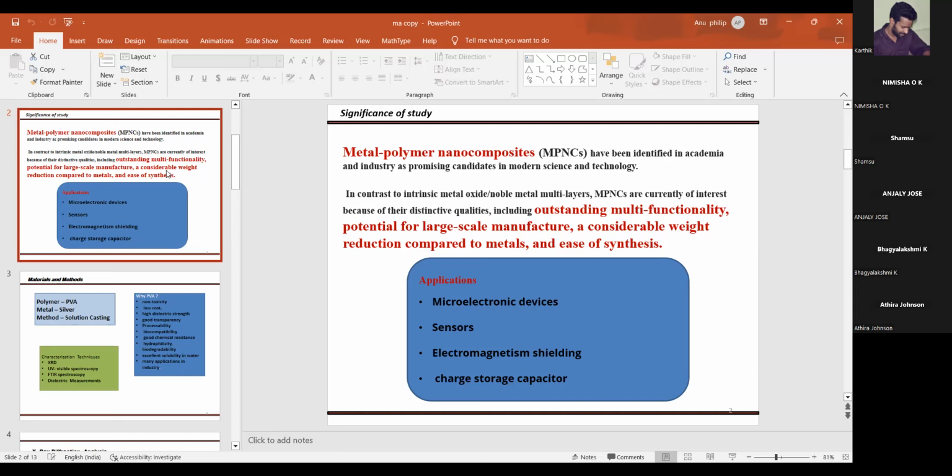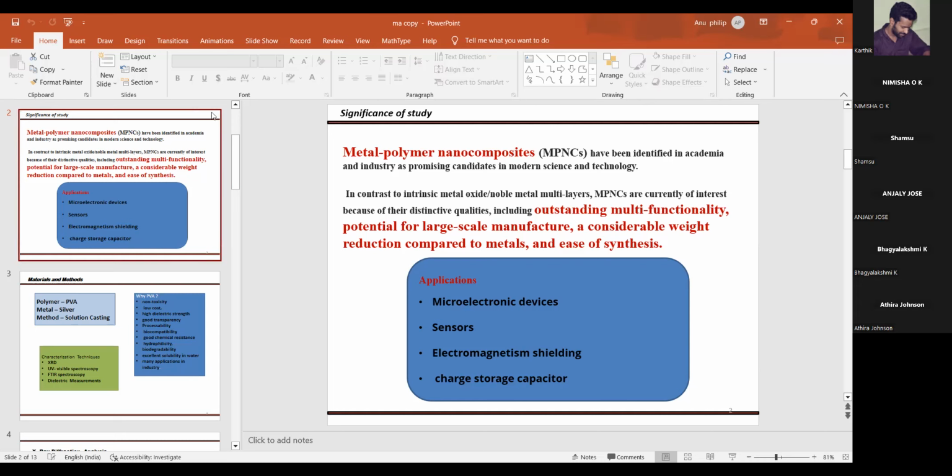Hello. I have some doubt. If you use only silver nitrate, then what is the mechanism? Actually, the SPR peak is around 420 nanometer. I think it is Ag0 particles.